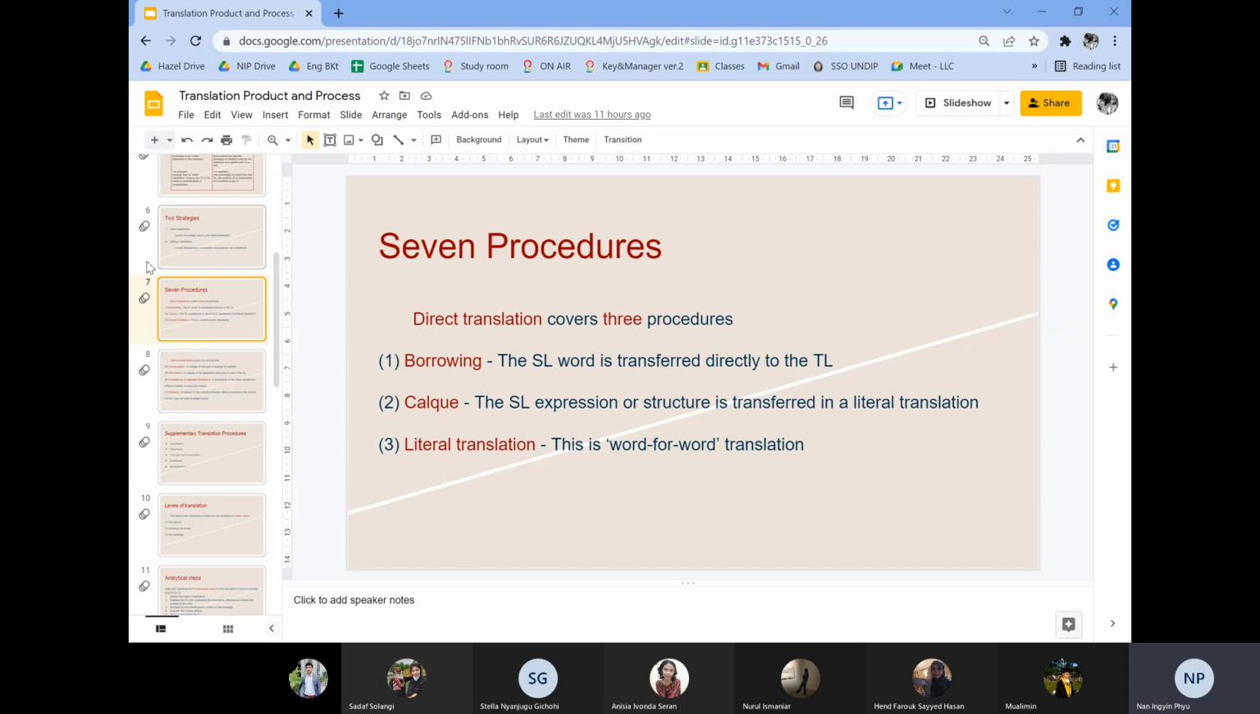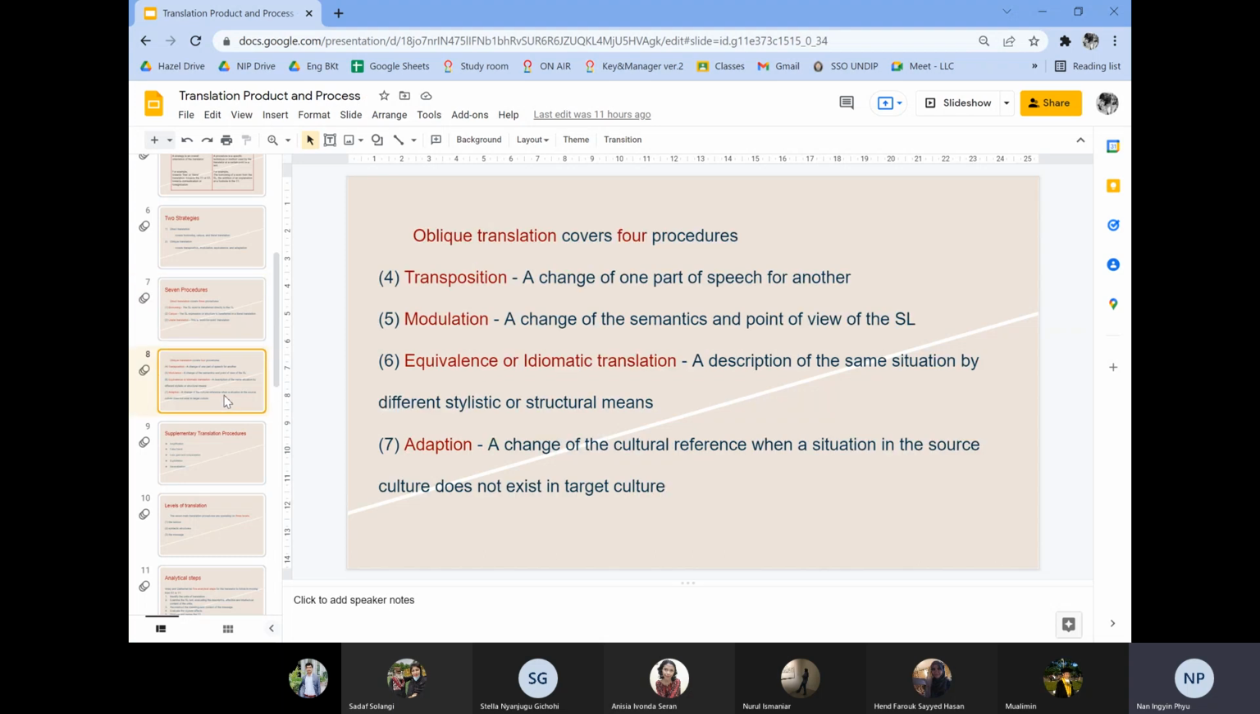So you can memorize it this way: there are two strategies. The first strategy has three procedures. Then how about the second? Of course, the second strategy has four procedures, because altogether there are seven procedures. So here are the other four. You can see transposition. Of course, they are not direct anymore. They even change the part of speech. For example, in the source language, it may have been written in the form of a verb.